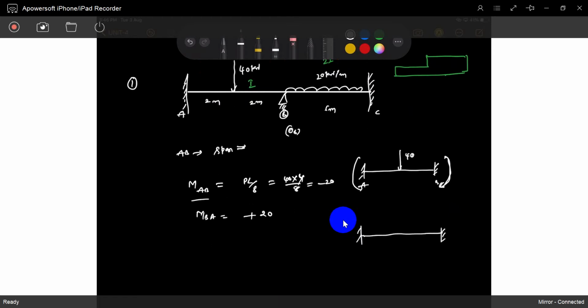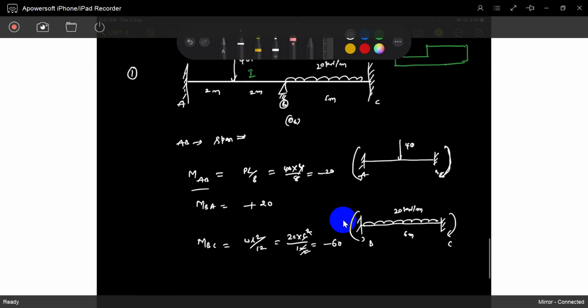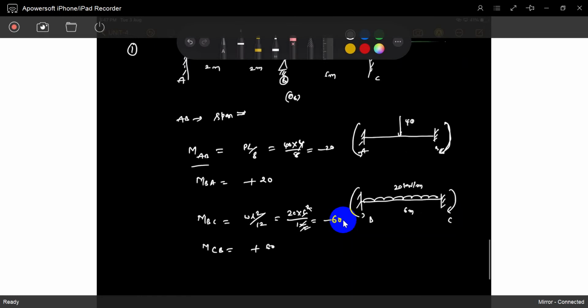For BC span also I will write one at a time. For BC span it's 20 kilonewton per meter, and the span is 6 meters. So MBC is WL square by 12. What is W? W is 20. 20 into 6 square by 12, how much is it? 60. Negative for MBC, and MCB is positive 60. Fixed end moments.